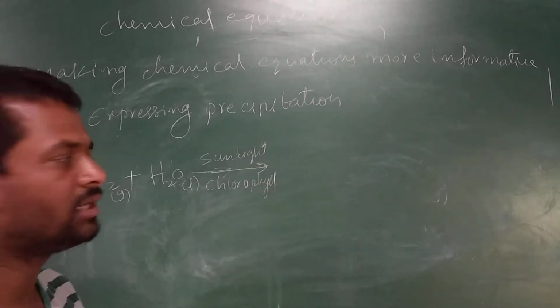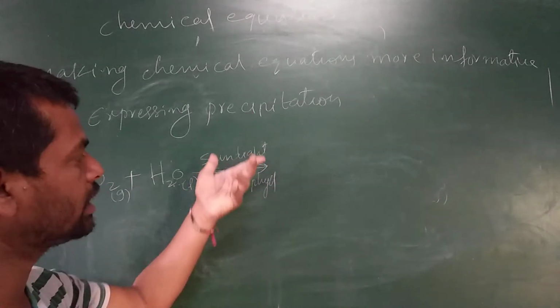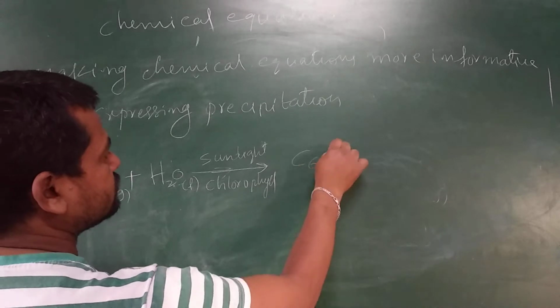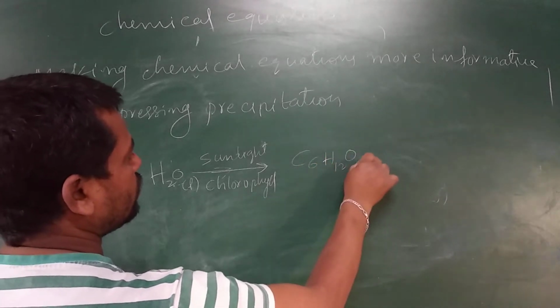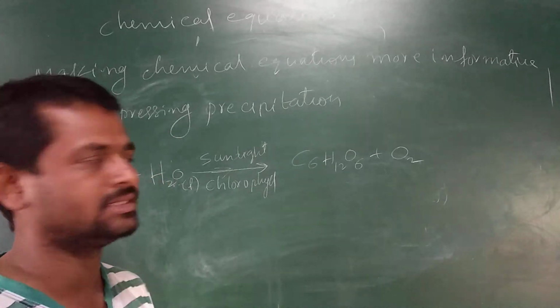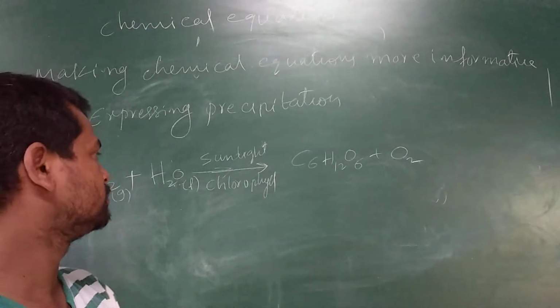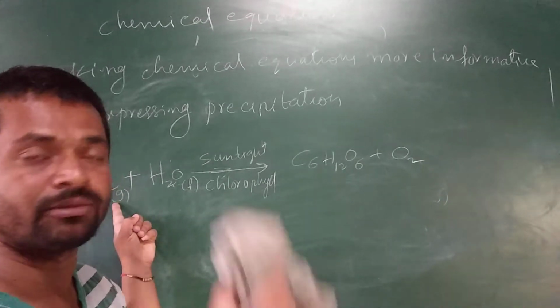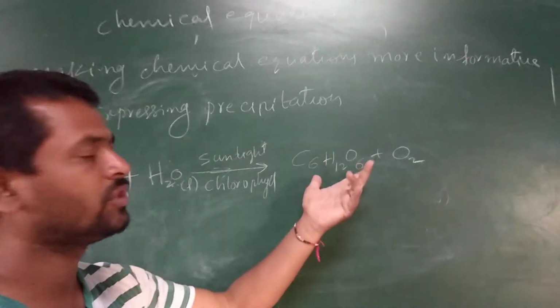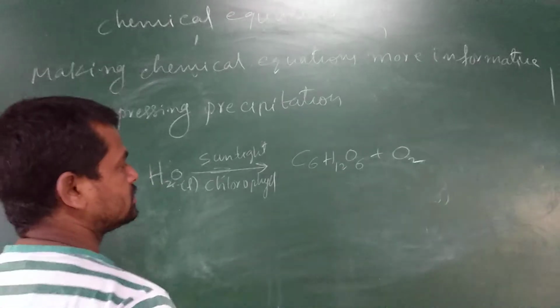They form C6H12O6, and plants produce oxygen. Plants take carbon dioxide from the air and water molecules, and they form glucose. Its name is glucose.